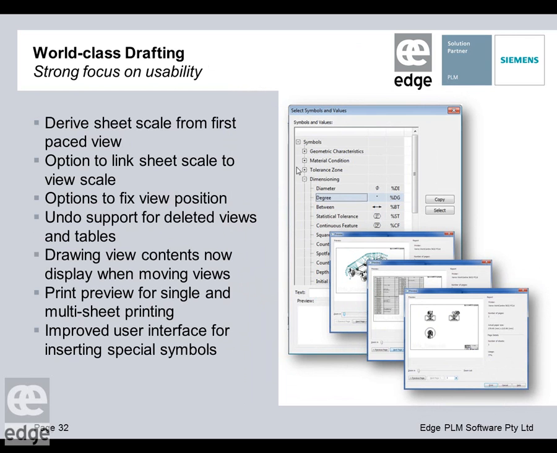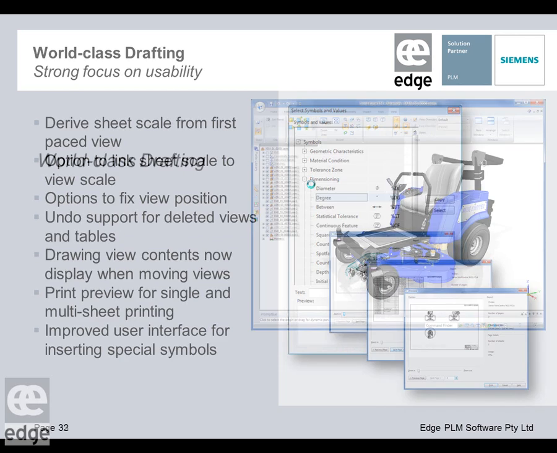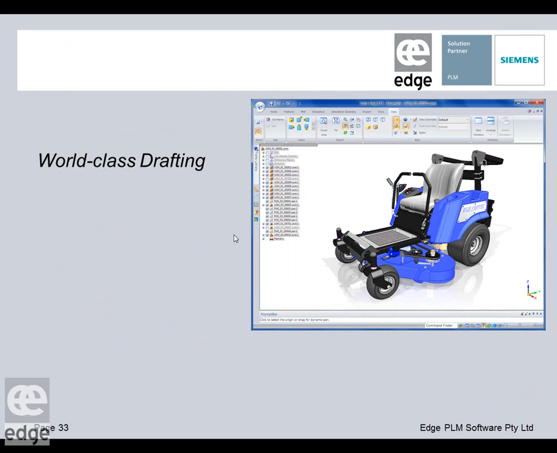Sheet scales, you can derive a sheet scale from the first view placed. Symbols and values, I was talking about before, this is the dialogue here. You can have drawing view contents displayed when moving the views, just like Windows. Print preview for single and multi-sheet printings, and this user interface again, as I came back to. Let's take a look at an example here.